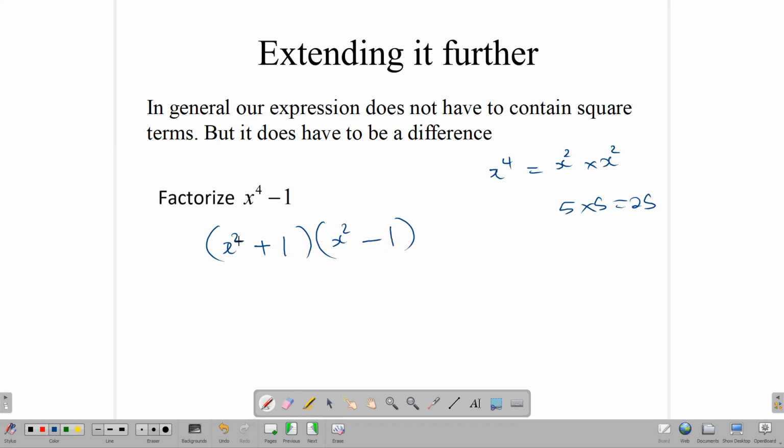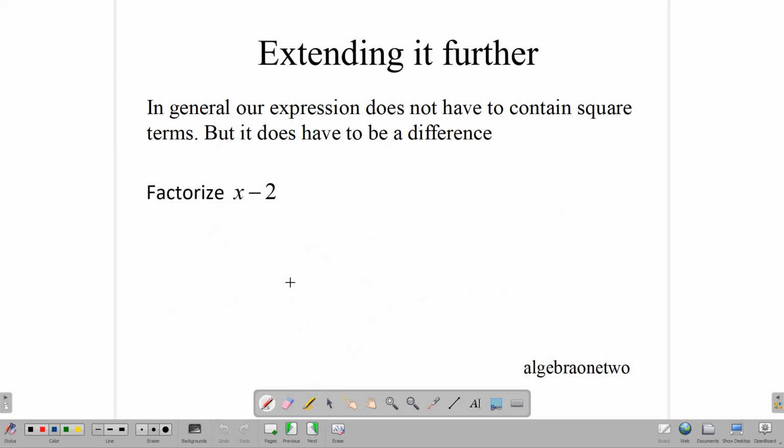This part is not the difference of two squares, but this part out here actually is the difference of two squares. So we can apply the same technique to this part again by writing x squared plus 1, and then 2 more brackets for this part. We're going to break this into x plus 1 and x minus 1. The square root of x squared is x, and the square root of 1 is 1. And that would be our final answer for that. Beautiful. Now let's look at one final example.